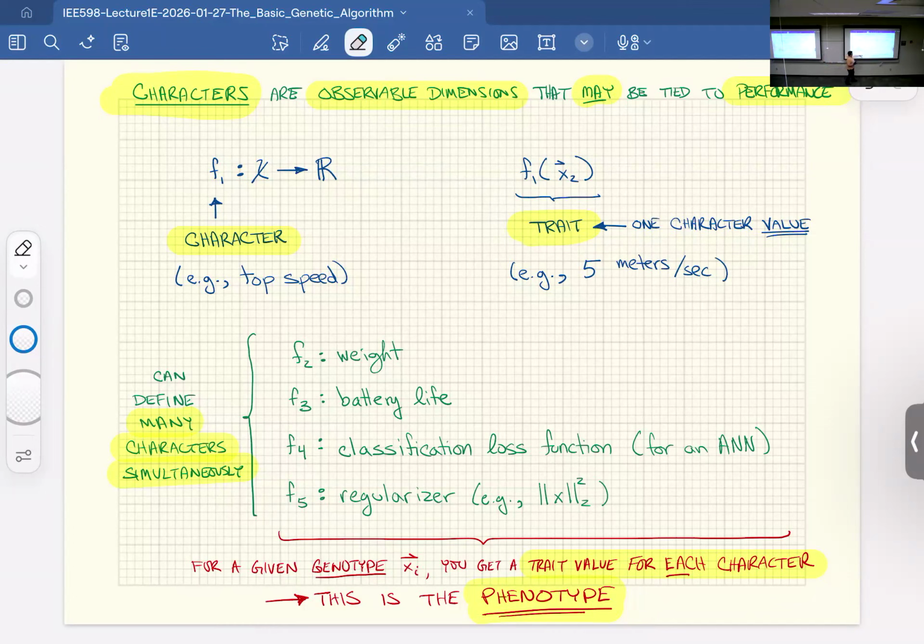So for a given genotype, you bundle all those trait values together, and that is the so-called phenotype of that individual. So that's just the set of different scores that individual has on things that you might care about. Now, you might not care about those things. The fitness function we're going to use to define what we care about.